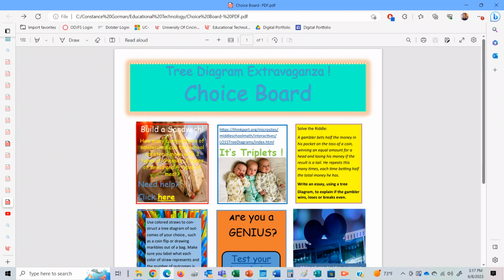So I tried to incorporate all 5 of these into my choice board. The first one is really just applying what they know. They're creating another tree diagram, so that's visual and it's tactile because they have to use pencils and paper. But the goal for that one was really to apply what they knew in the original situation and apply it to another situation.